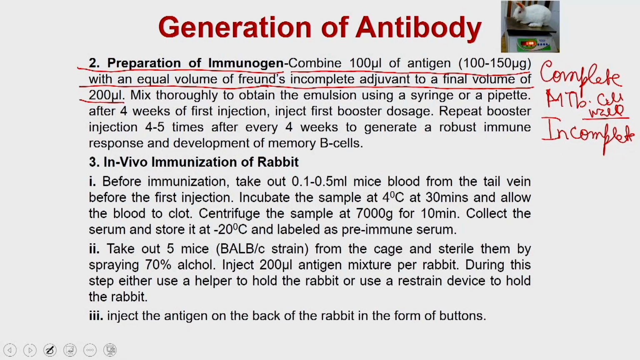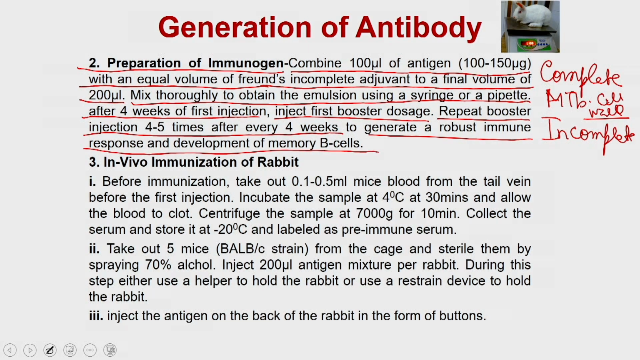Once you mix it and make it 200 microliter, you mix it thoroughly to obtain an emulsion using a syringe or a pipette. You do a primary injection, which you prepare in complete adjuvant, and after 4 weeks of the primary injection you inject the first booster dose. You repeat the booster doses 4 to 5 times, every 4 weeks, to generate a robust immune response and the development of memory B cells, because these memory B cells are what give you the antibodies.